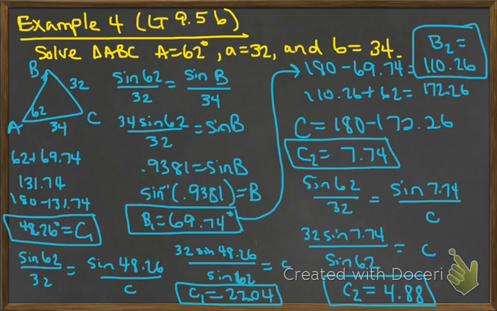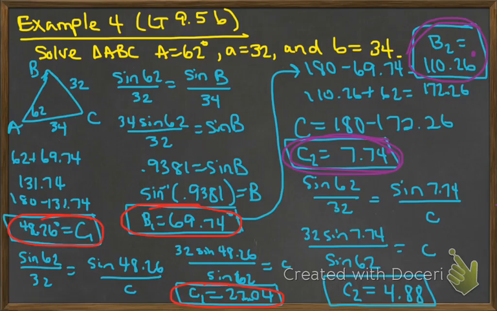And there it is. So we end up with two different answers, two different triangles. My first one being that I have a B1 value of 69.74, a C1 value, so that tells me that that's in the same triangle, of 27.04, and an angle C value of 48.26. Whereas our second triangle has a B2 value. So in the second triangle, the B value is 110.26. The C value is 7.74.